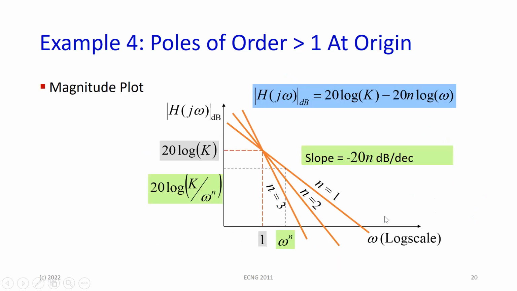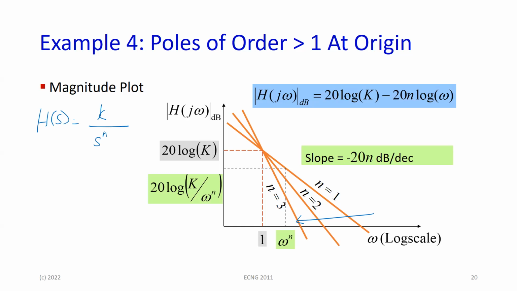Right? So you can work it out exactly the same way that we did before. As you increase the order, if H(s) is equal to K over s to the power n, as n increases, the slope gets sharper and sharper. It decreases.